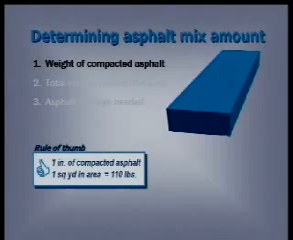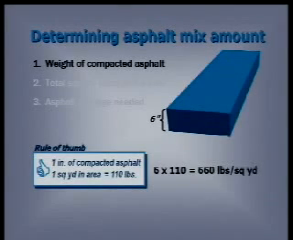Therefore, to find the weight per square yard of compacted asphalt for a patch that will be 6 inches deep, we multiply the depth of the patch in inches by 110 pounds. Using our rule of thumb, we find that the weight per square yard of compacted asphalt for a patch 6 inches deep is 660 pounds per square yard.